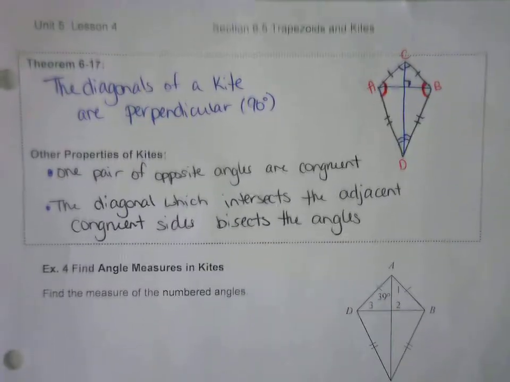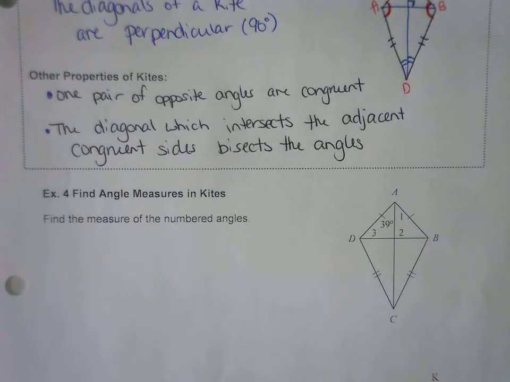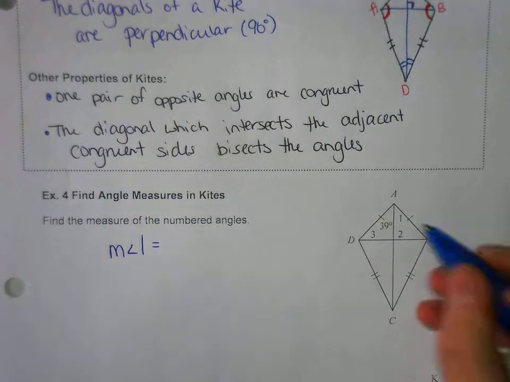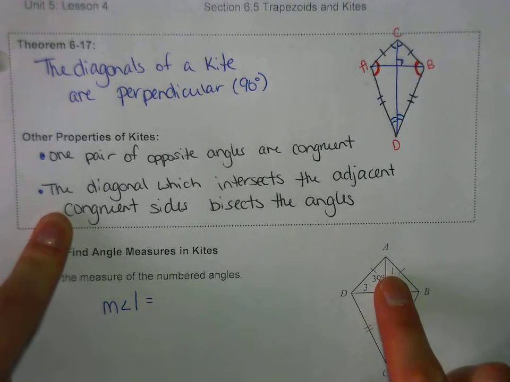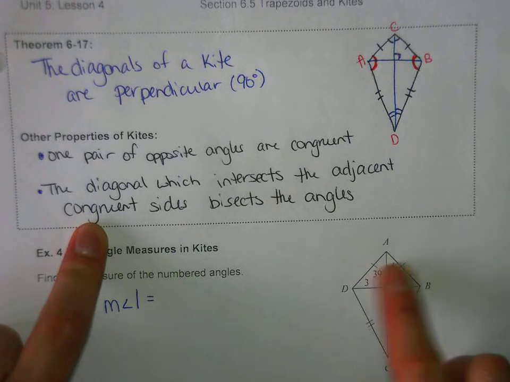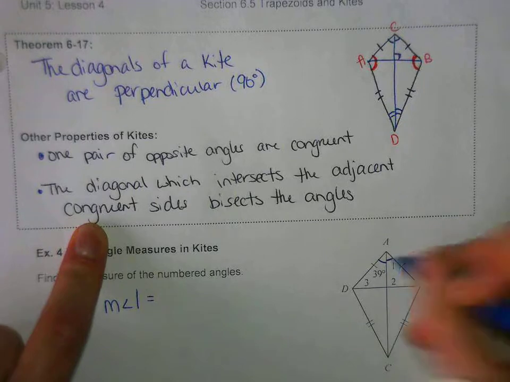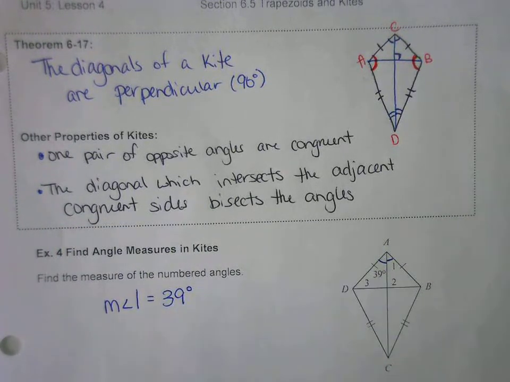So we want to find the angle measures in the kite. We want to find the measures of the numbered angles: angle 1, angle 2, and angle 3. So if we start with the measure of angle 1, angle 1 is over here. According to our other properties of a kite, the diagonal that intersects the adjacent sides, so these two sides are adjacent and they're congruent, means these two angles right here are congruent to each other. So if this angle is 39 degrees, angle 1 is also 39 degrees.